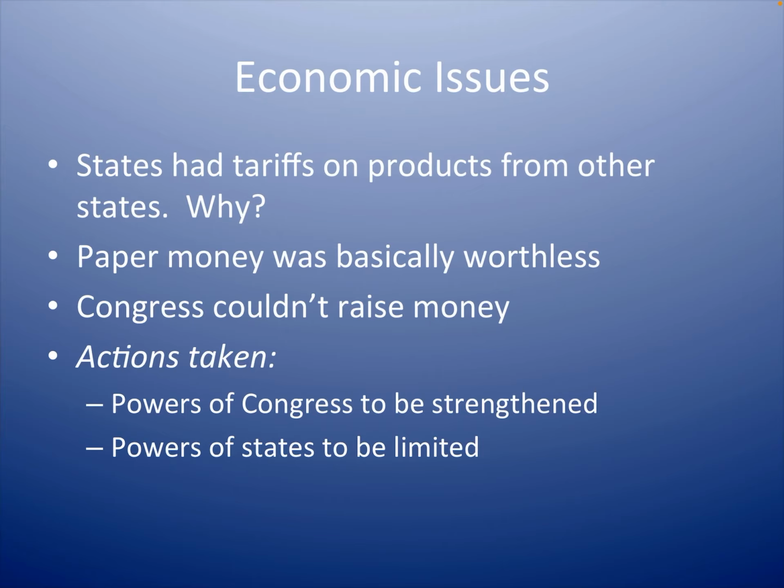Paper money at the time was basically worthless. As we know, under the Articles of Confederation, each state was able to print their own money. So it really isn't worth much at the time. And Congress couldn't raise money under the Articles of Confederation. They couldn't actually tax. They could ask the states for money, but the states could tell them no. So the actions that were taken, they needed to make sure that the powers of Congress were strengthened, especially in terms of the economy, and they wanted to be able to limit the power of states in economic issues.